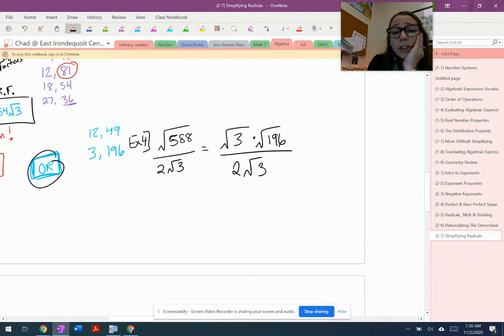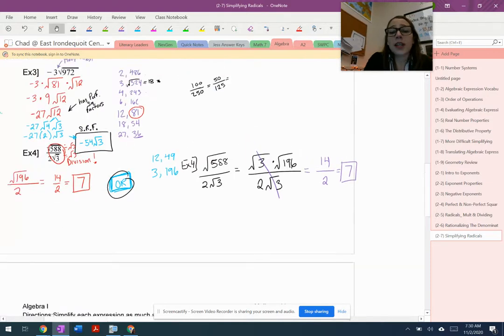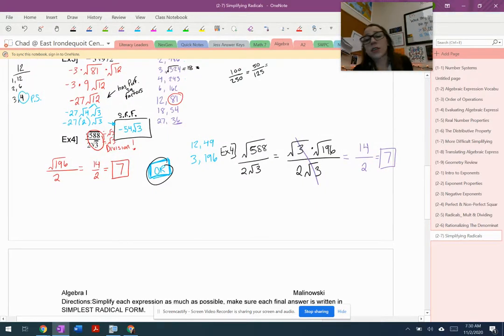Moving onward here, just like when I have a number being divided by itself, that cancels out to 1. So the square root of 3 divided by the square root of 3 gives me 1. We know that the square root of 196 turns into 14. I still have 2 on the bottom, still leaving me with that final answer of 7. Just a different way to get there. Not necessarily easier or longer or shorter, just another way to get there.